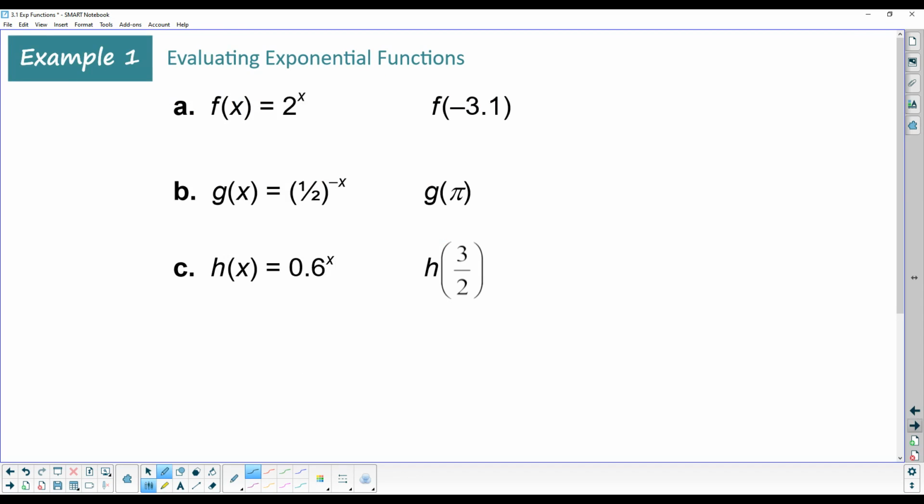So here's a couple examples. We have 2 to the power x, we have 1/2 to the power x, 1/2 to the power negative x, and 0.6 to the power x. So evaluating these is just a matter of typing it in. A lot of times if it's not a whole number, you can't do it in your head. You just need to let your calculator crunch it. If it's a whole number that you're subbing in, then you probably could just do it in your head, depending on what the power is. So go ahead and evaluate these and see what you get.